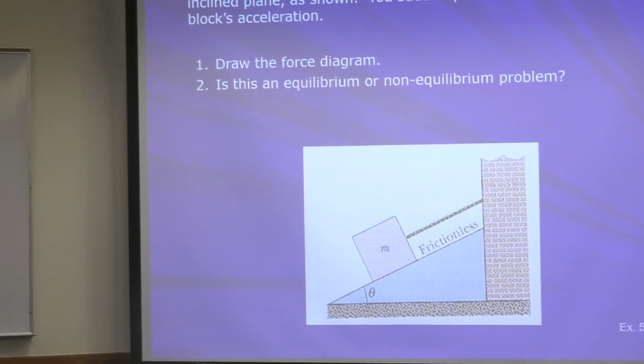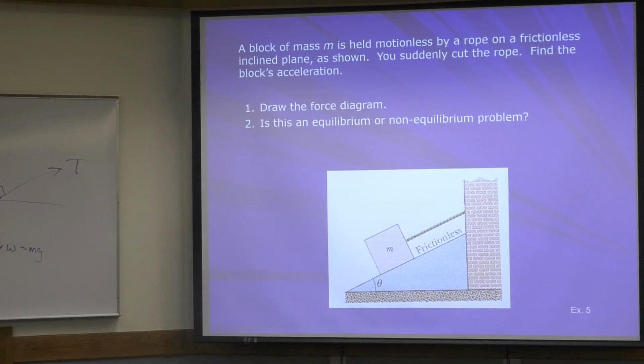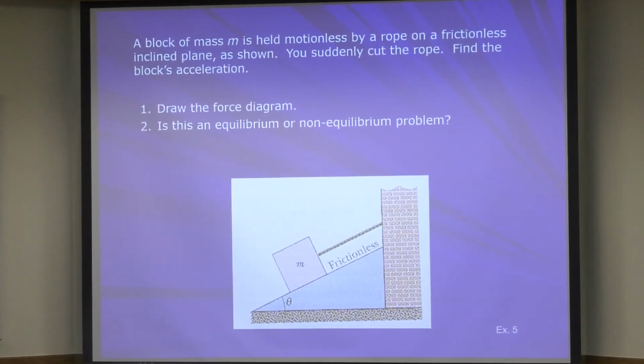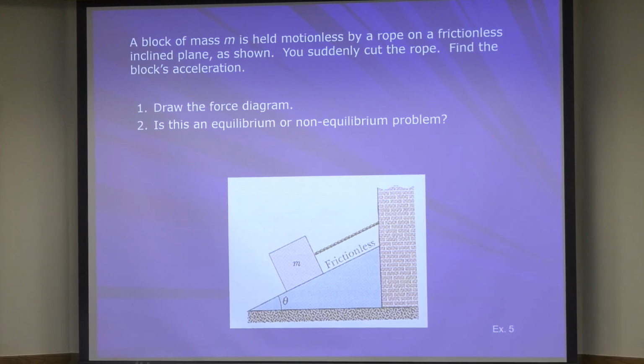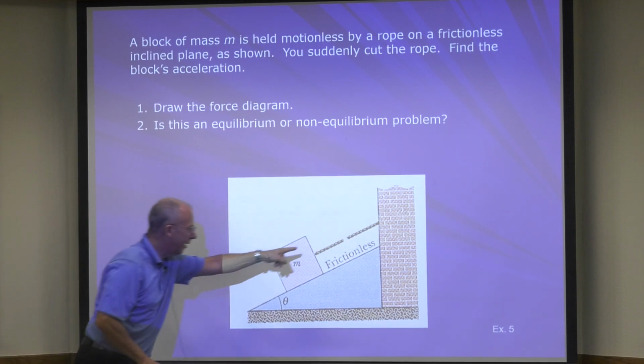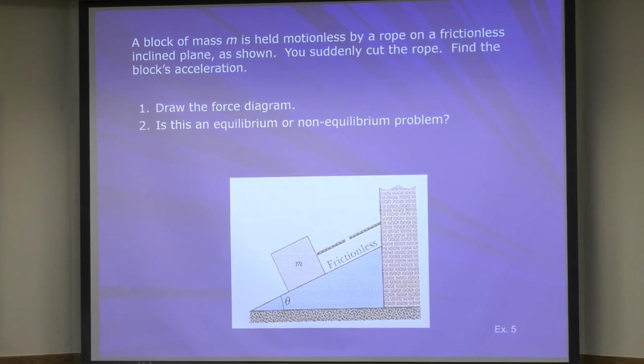Oh yeah, this is a good one. A block of mass M is held motionless by a rope on a frictionless, you like to see that, right? Frictionless inclined plane as shown. You suddenly cut the rope. Find the block's acceleration. So all we want to do is draw the force diagram. Pause your video and draw it.